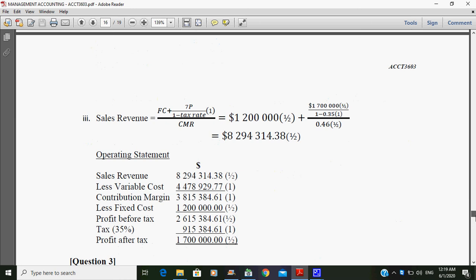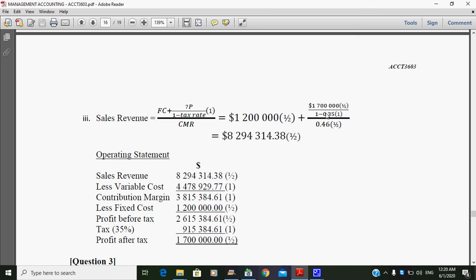So, the formula: sales revenue equals fixed cost plus our required profit, desired profit. So it should be a profit after tax up top right here. So this is a profit after tax, and then divided by 1 minus what? Tax rate. Alright? Divided by contribution margin ratio. Now let's roll. Remember the contribution margin ratio is 0.46, right? Now our profit after tax is 1.7 million, and you divide by 1 minus 0.35.